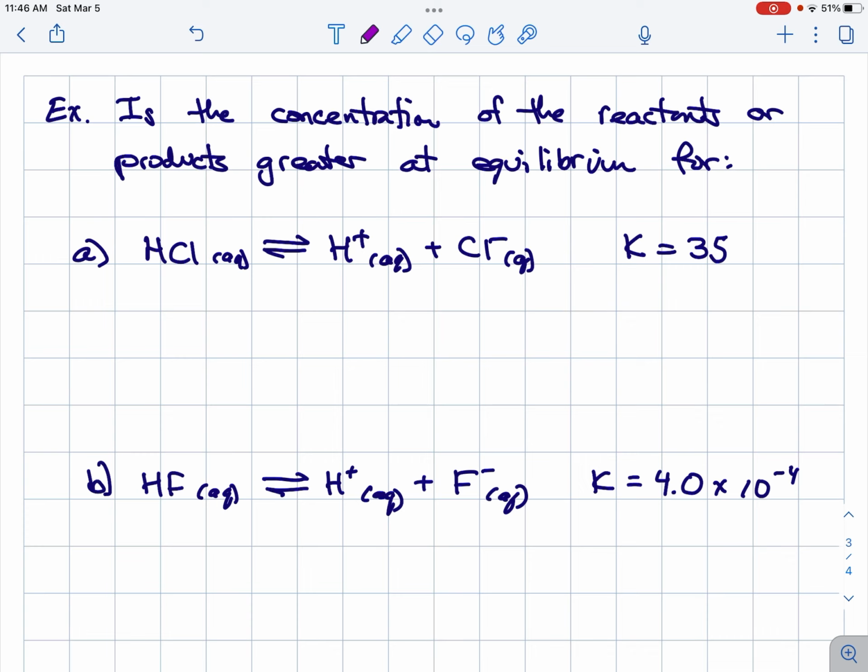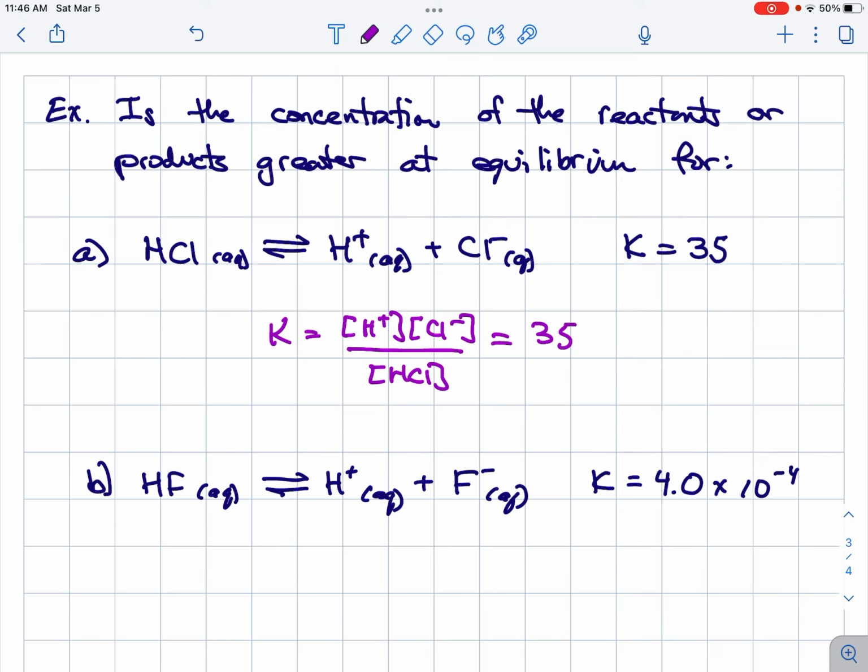All right. The second part of this is to understand what the value of the equilibrium constant means. So I've asked you a question here, is the concentration of the reactants or the products greater at equilibrium for these two reactions? So let's just write our equilibrium expression for part A. That would be H plus times Cl minus concentration over HCl. And notice that that's all equal to 35, okay? So if that's the case, this is going to end up meaning way more products at equilibrium.